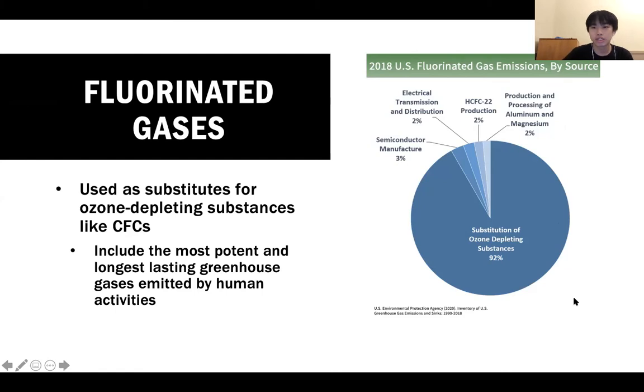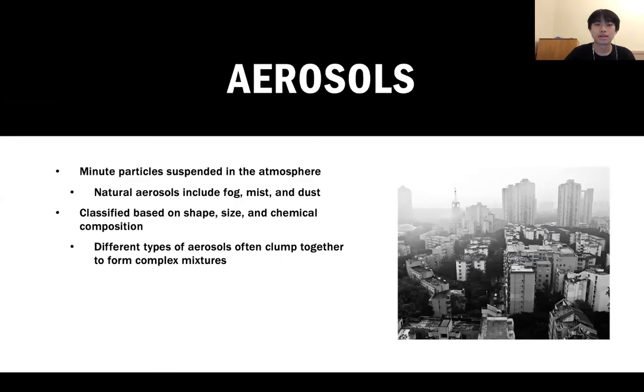And we can see in the chart that 92% of fluorinated gas emissions came from their use in the substitution of ozone depleting substances. Next, we'll talk about aerosols. They're minute particles suspended in the atmosphere. Natural aerosols include fog, mist, and dust. Most aerosols are classified based on shape, size, and chemical composition. Different types of aerosols often clump together though to form complex mixtures, so sometimes we cannot identify what type of aerosols are present because of how clumped together these aerosols are.